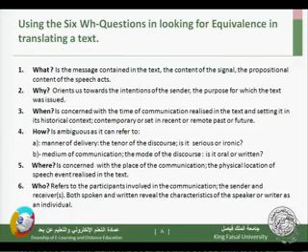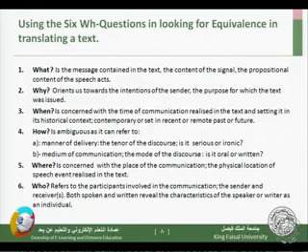Now, question number 5, where? The W question number 5, where, is concerned with the place of communication, the physical location of the speech event realized in the text. The place. I mean, did the text take place in Europe? Did it take place in the Arab world? So you need to check about the place. Did it take place in the company? Did it take place in another place?